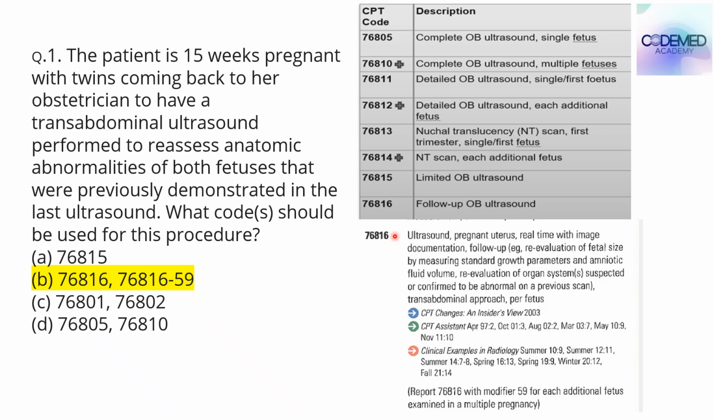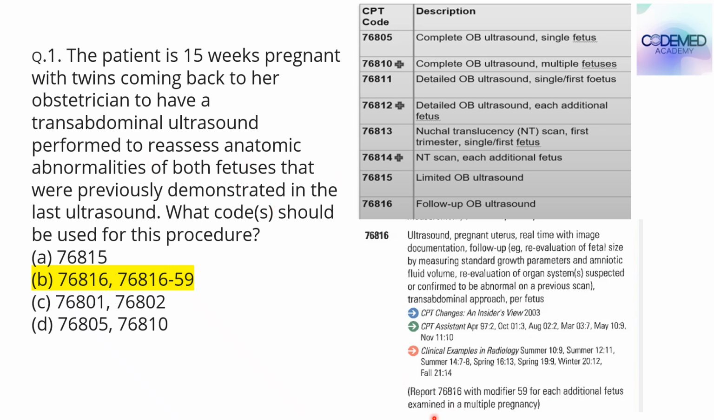And if you look at the code 76816, it is a follow-up, and look at the language of the code: ultrasound pregnant uterus, real time with image documentation, follow-up for re-evaluation of the fetal size by measuring the standard growth parameter and amniotic fluid volume, a re-evaluation of the organ system suspected or confirmed to be abnormal of the previous scan, and the lady had a previous scan and it is a transabdominal.